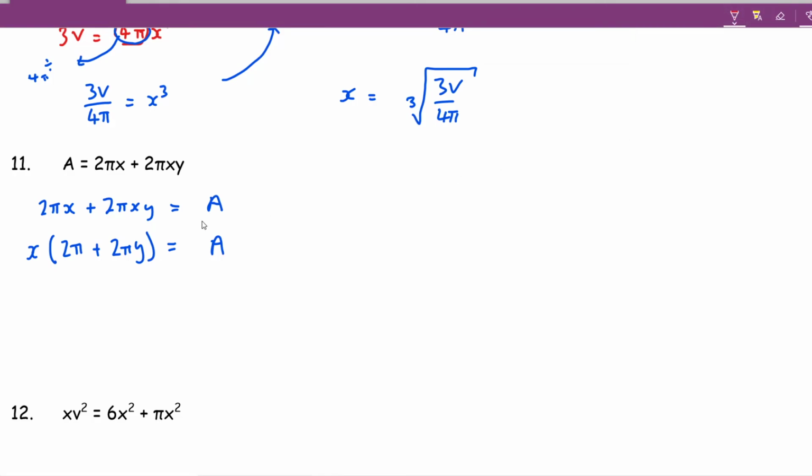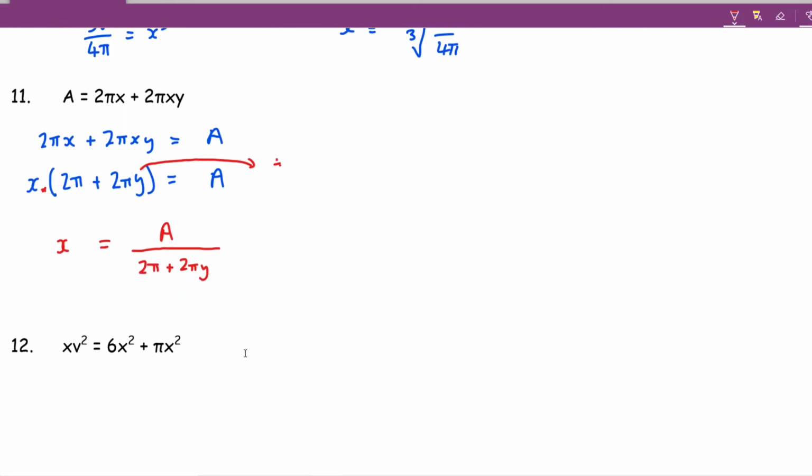So I'm only taking this x out because I want to put all this, 2 pi plus 2 pi y, which has been multiplied by x, to the other side, and the opposite of multiplying is dividing. So x ends up equal to a divided by 2 pi plus 2 pi y. Okay, so that wasn't too bad.